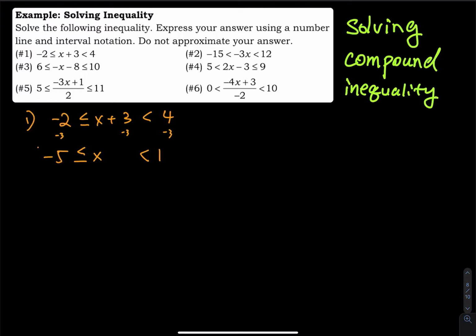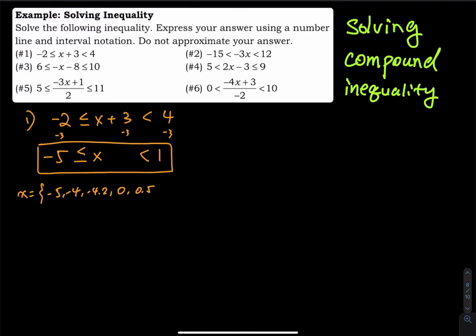So x is right in the middle. Then we are done. So this is a solution set, is a set of numbers, right? So x can be what kind of number? Can be -5, right? -4, -4.2, 0, 0.5, and so on and so forth, right? But x cannot be equal to 1 because 1 is not less than 1. So that's why we call this a solution set.